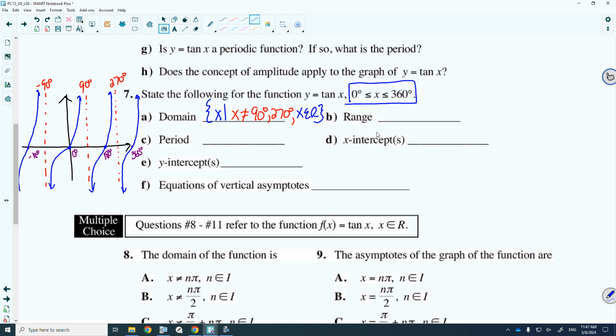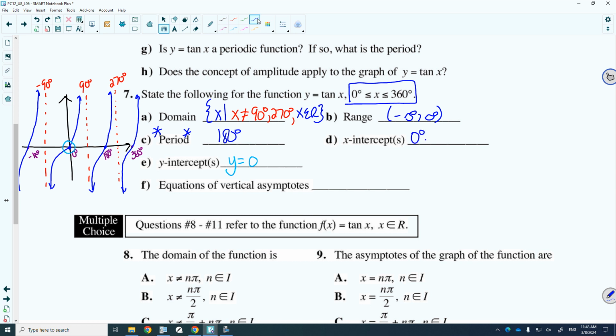The range of a tan graph, it goes forever down to negative infinity and forever up to positive infinity. So the range is y is an element of the real numbers, or negative infinity to infinity. The period of a tan graph, we have to remember this. This shape repeats itself, it's periodic, it repeats itself every 180 degrees. So the period is 180 degrees. The y-intercept of a tan graph is right here, and that is going to be y is equal to 0. The x-intercepts, so what were the x-intercepts?